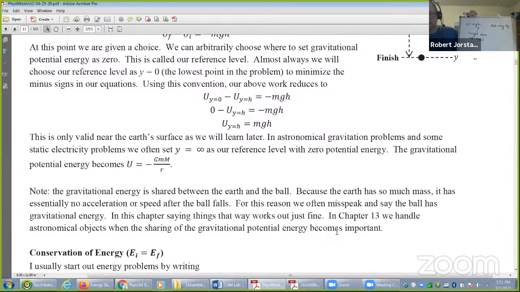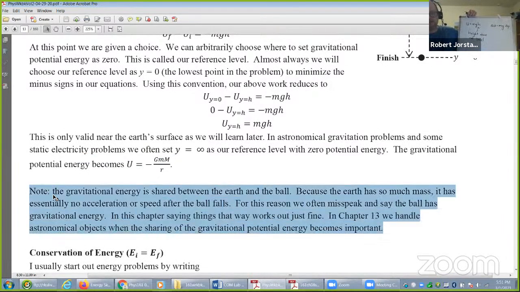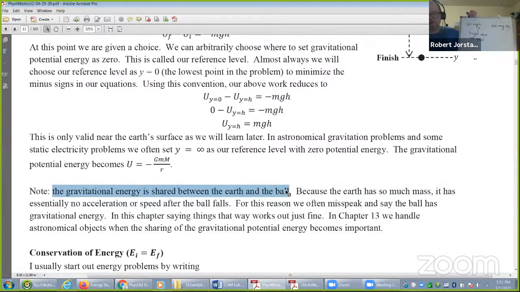Now, I want to make a note here. This is subtle. Technically, gravitational energy is shared between the Earth and the ball. However, because Earth has so much mass, and because of Newton's law, there's the same amount of force, it has effectively 0 acceleration or speed as the ball is falling.